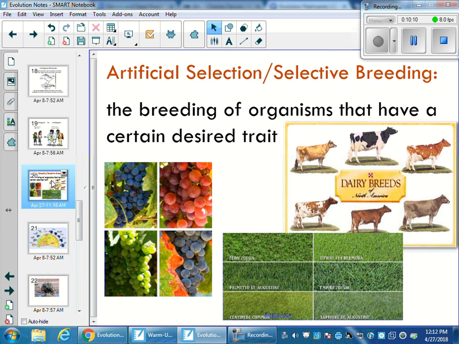So some examples of that might be, for example, in cows, if we're looking at dairy cows, we want cows that would produce the most milk. So we would breed the cows that produce the most milk, and over time we would hope that that population would have ones that gave a lot of milk. Or if we wanted a certain type of grass that could grow in different conditions or was a certain color or things like that, we could choose that and breed those over time for that desired trait. This also happens with grapes, apples, all sorts of different things that humans are picking. So this is called artificial selection or selective breeding.